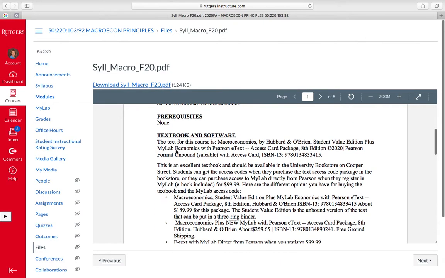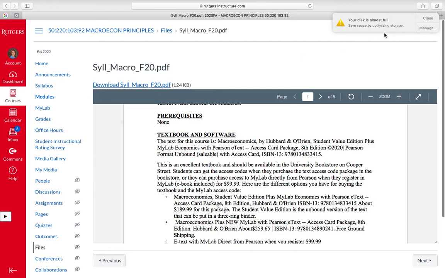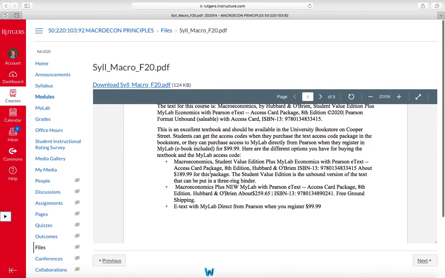The textbook that we are using is the Hubbard O'Brien textbook. I know that the bookstore has the 7th edition, but if you are able to get the 8th edition, that would be okay. So if you have either the 7th or the 8th, that's fine. Don't panic if you have already bought the 7th edition. If you haven't bought any, then I would suggest that you go to the 8th edition. You have multiple options of buying this textbook.